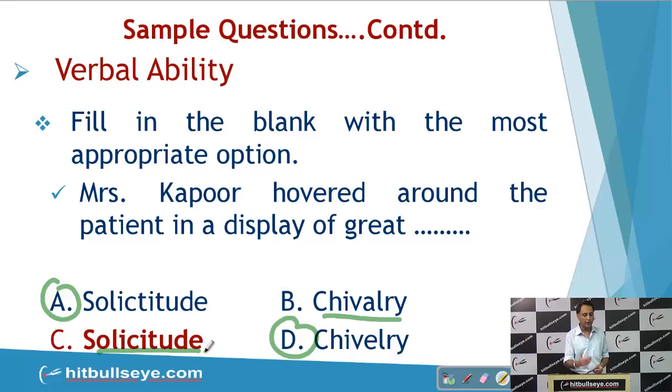Now, if you look at the statement, it goes on to say, Mrs. Kapoor hovered around the patient in a display of great dash. So, between chivalry and solicitude, solicitude fits in better because the meaning of this word is care or concern for things, which is more relevant in the given context. So, we'll go for C as the right option.